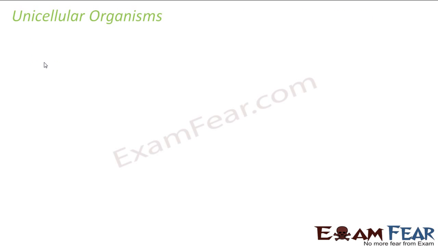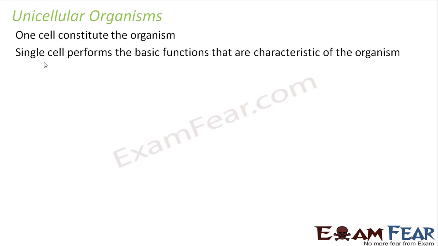Let us try to understand unicellular organisms and multicellular organisms with the help of a few examples. So what are unicellular organisms? One cell constitutes the organism. That means in the entire body of the organism, there is just one cell. That one cell alone constitutes the structure of the organism. The one cell alone constitutes the net function of the organism. So everything is dependent on just one cell, right? In this case, a single cell performs the basic functions that are characteristic of the organism.